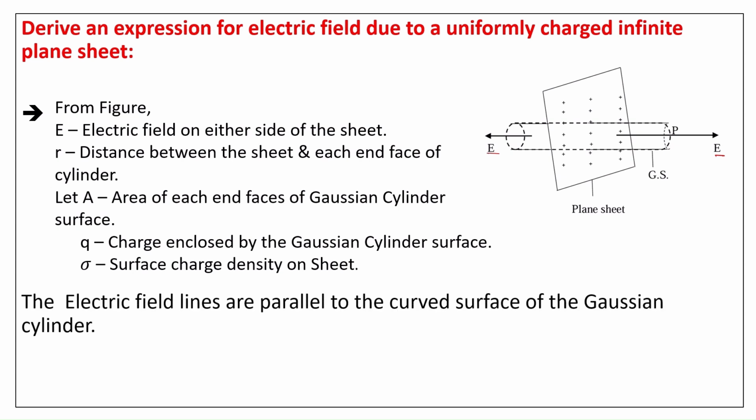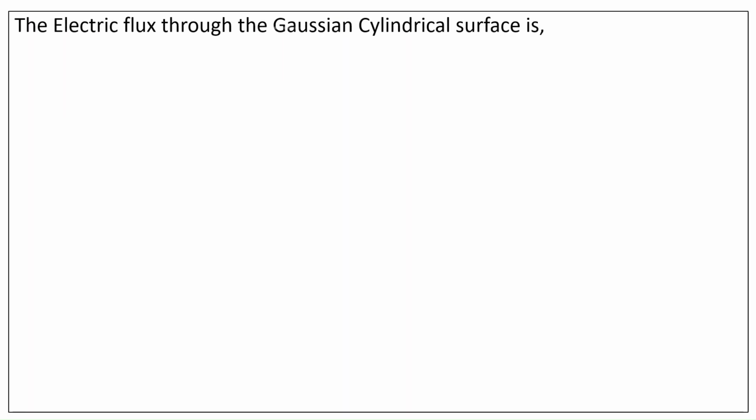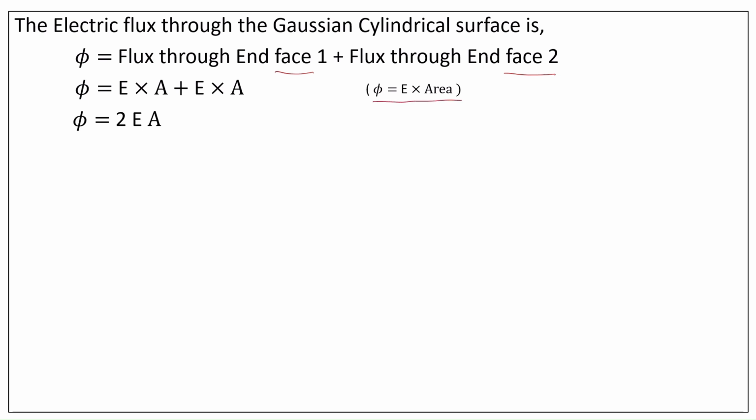The electric field lines are parallel to the curved surface of the Gaussian cylinder. Therefore, the electric flux through the curved surface is zero. The electric flux through the Gaussian cylindrical surface is phi is equal to flux through end face 1 plus flux through end face 2. That is, phi is equal to E into A plus E into A, because phi is equal to E into area, which is equal to 2EA.